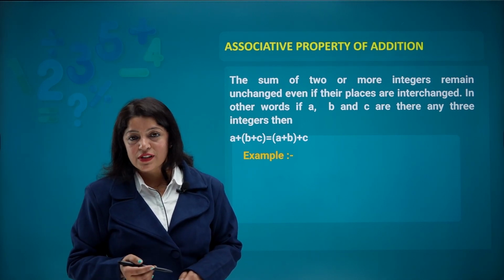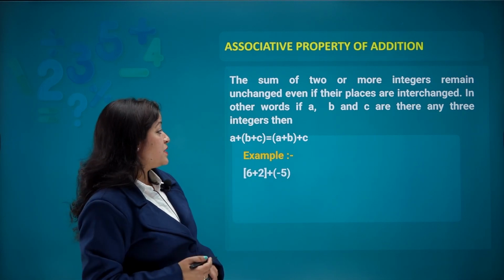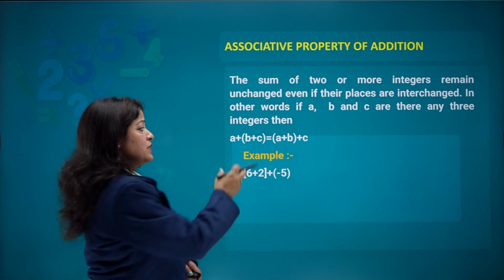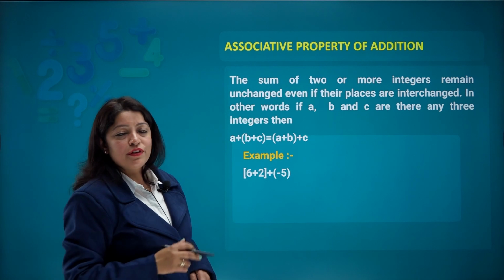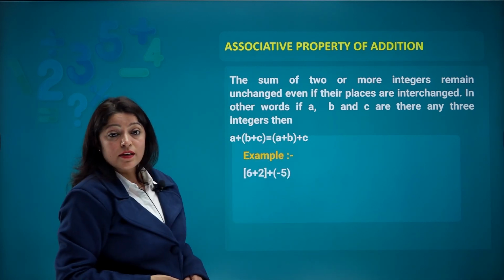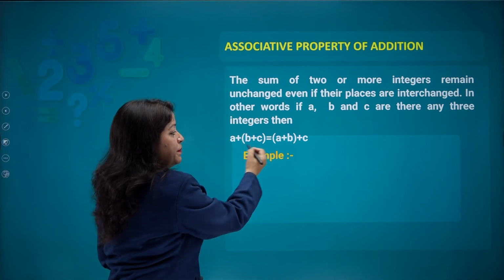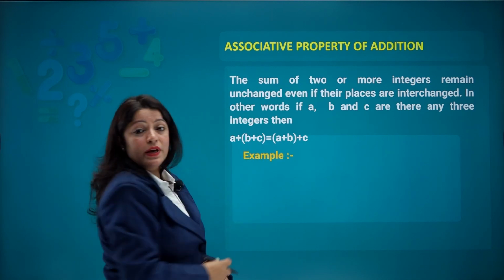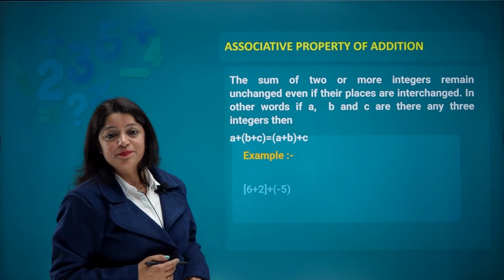In other words, if we say a, b and c are three integers, then we can say (a plus b) plus c is equal to a plus (b plus c). Now you can see both the things are written almost in a similar way, but the only difference here is the positions of the brackets. In the first part, I have kept the bracket on b plus c, and here I put the bracket on a plus b. So we can understand it with an example here.